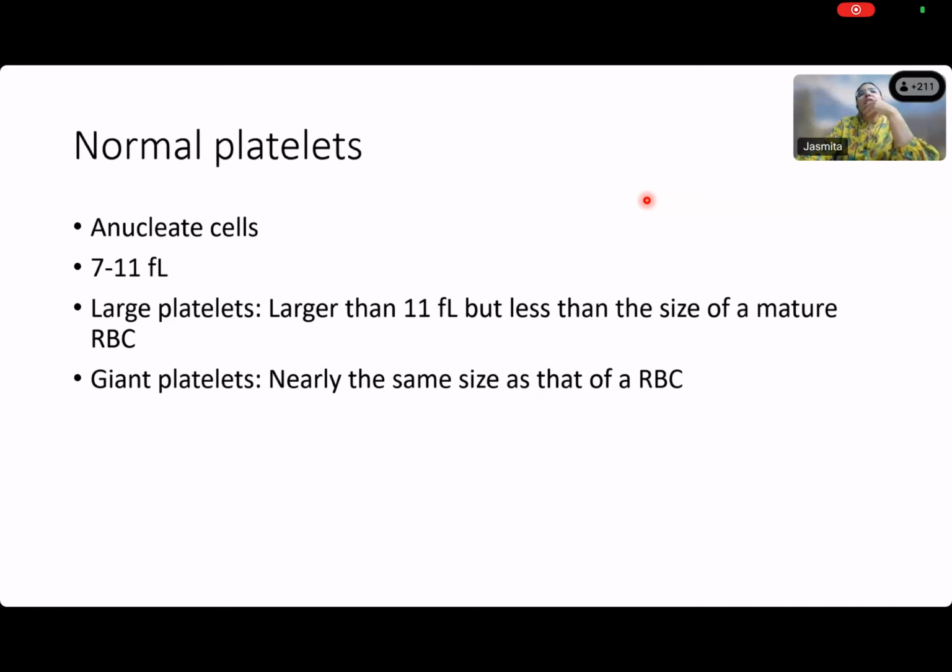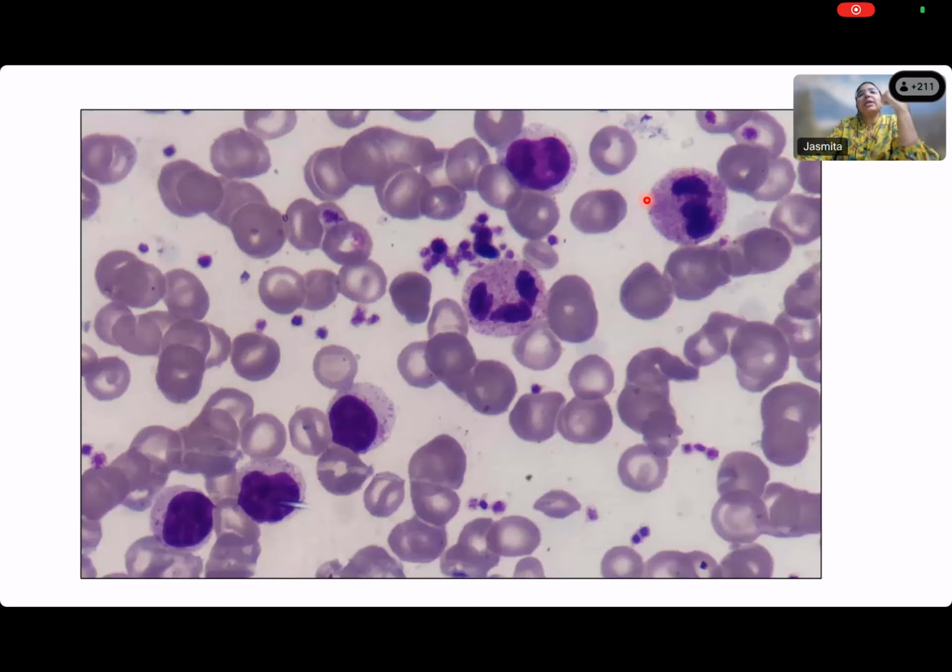Now last words on platelet morphology. Platelets, as I said, are anucleate cells, 7 to 11 femtoliters in size. Large platelets are larger than 11 femtoliters, but they are still less than the size of a mature RBC. You call it a giant platelet when it is nearly the same size as that of an RBC.